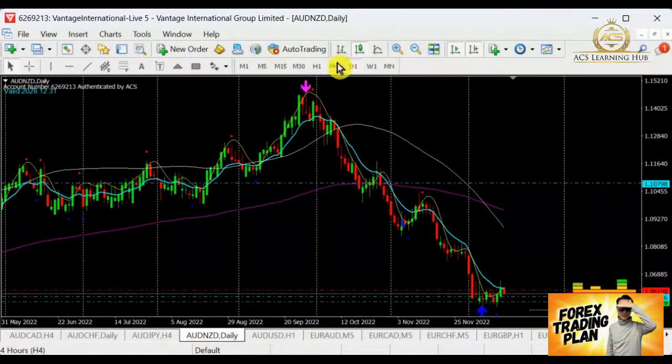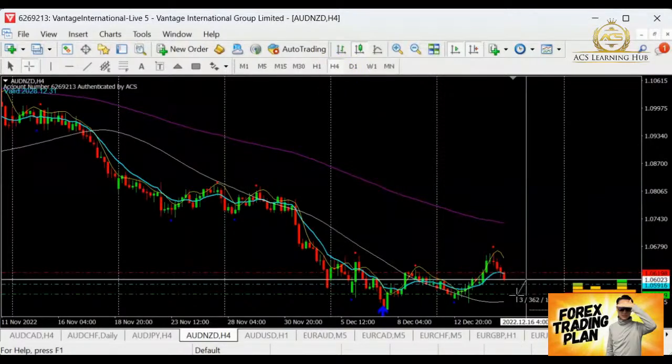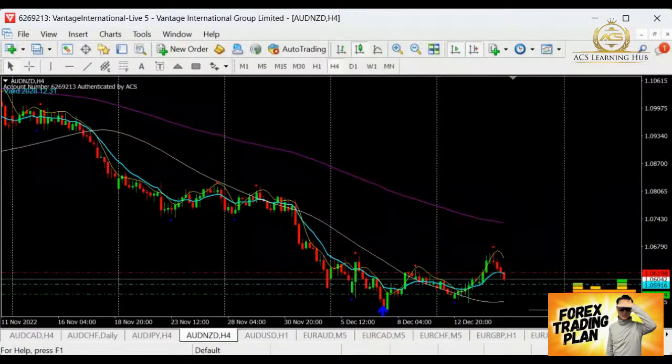However, today we are still coming back into the selling, so we are still going down to test the support before we can continue buying again. So we have 36 pips of space down there, so probably we can also take note about this. Okay, take note about this Aussie Kiwi.